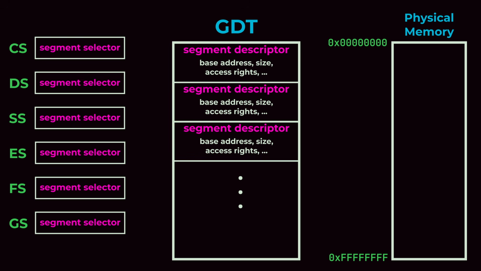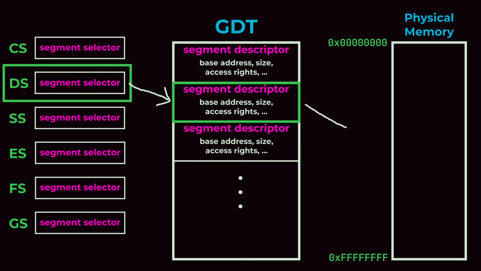If we want to access memory via a segment, first the CPU uses the segment selector to locate the segment descriptor for the segment. Then the CPU examines the segment descriptor to get the base address, but also stuff like access rights. And finally, it calculates the physical address from the base address and gives access if it's allowed.